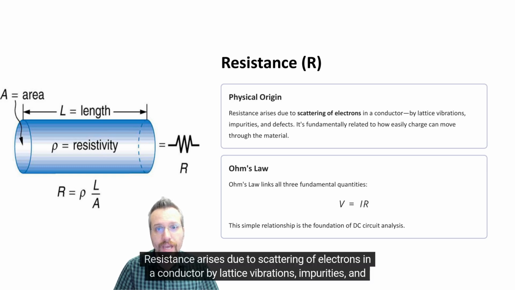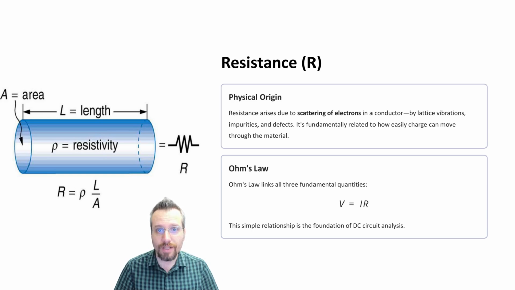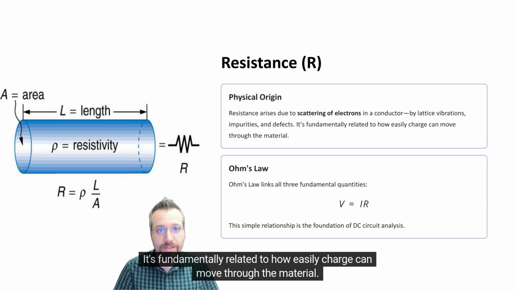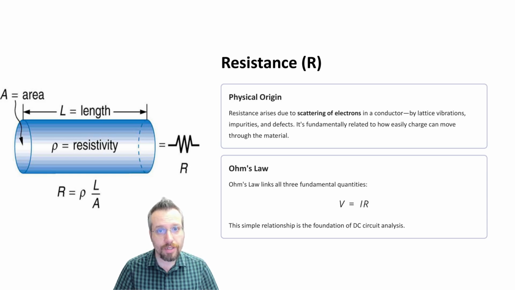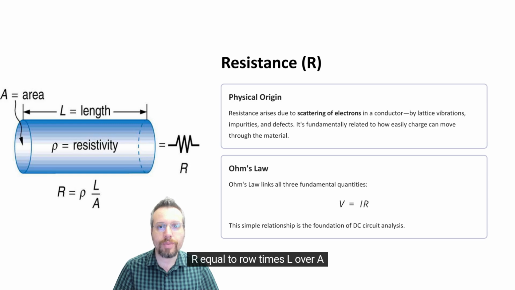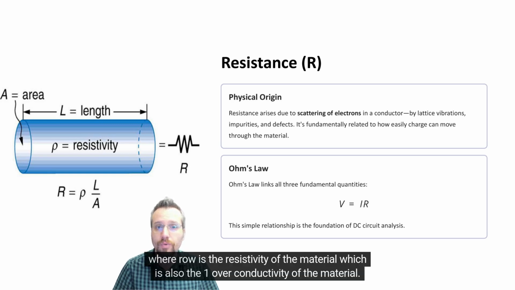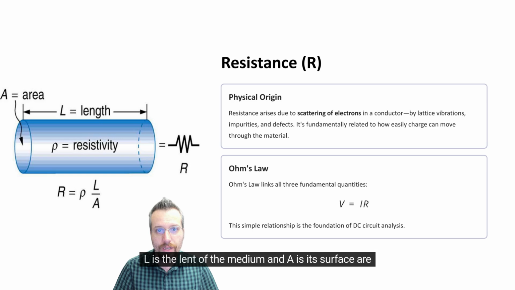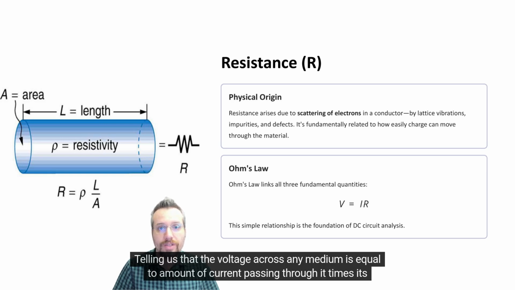Resistance arises due to scattering of electrons in a conductor by lattice vibrations, impurities, and defects. It's fundamentally related to how easily charge can move through the material. The resistance of a specific medium can be calculated as R equal to rho times L over A, where rho is the resistivity of the material, which is also 1 over the conductivity of the material. L is the length of the medium, and A is its cross-sectional area. Ohm's law links voltage, current, and resistance, telling us that the voltage across any medium is equal to the amount of current passing through it times its resistance.